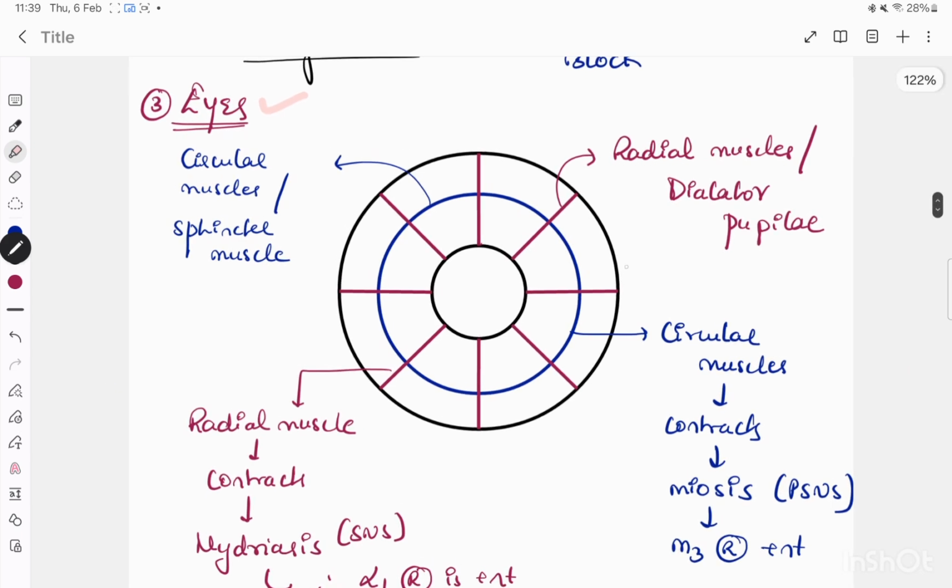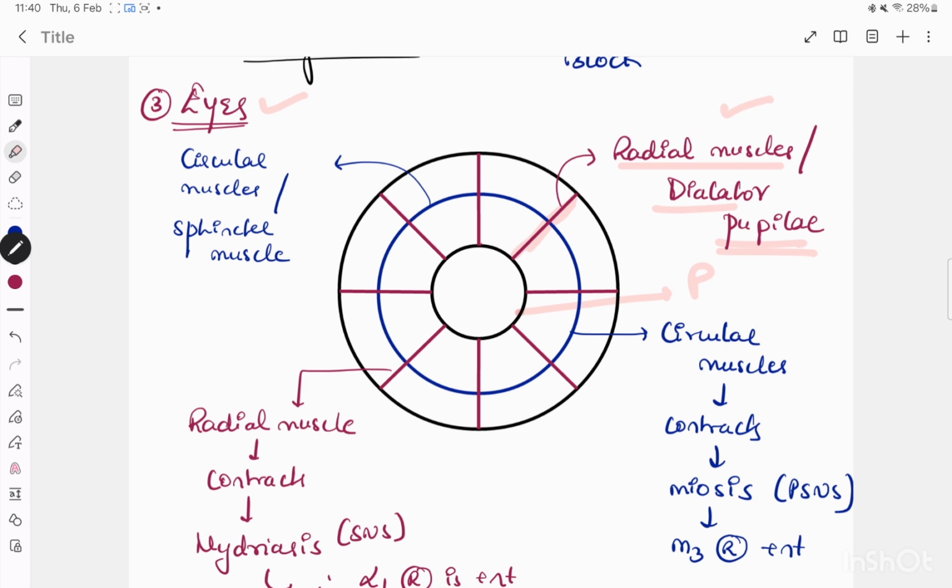So this is your eye, okay? This drawing I have done, this is your eye, this is the pupil, okay? These are some of the muscles I have drawn. The red colored muscle is known as the radial muscle, and another name for the radial muscle is dilator pupillae. Why is it dilator pupillae? Because it dilates the pupil.